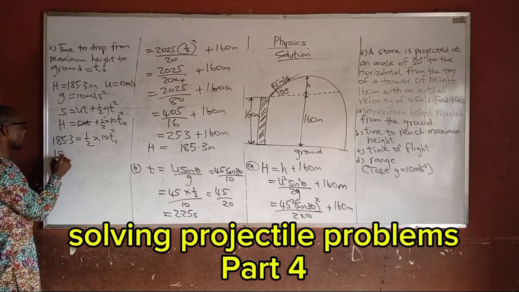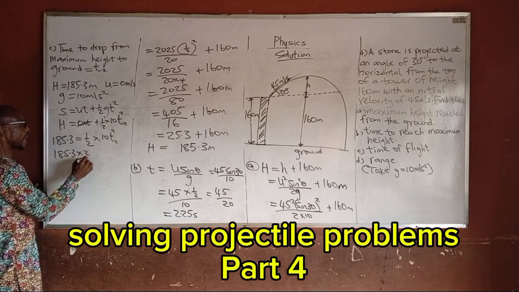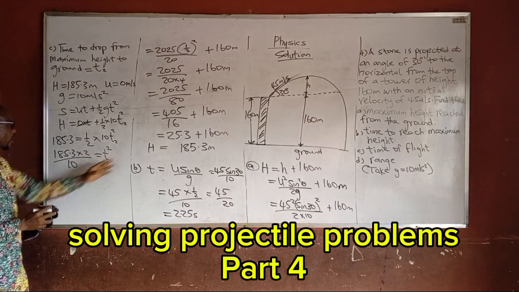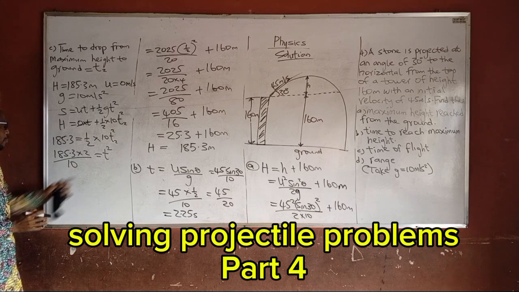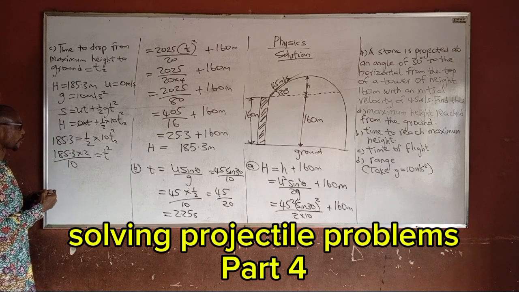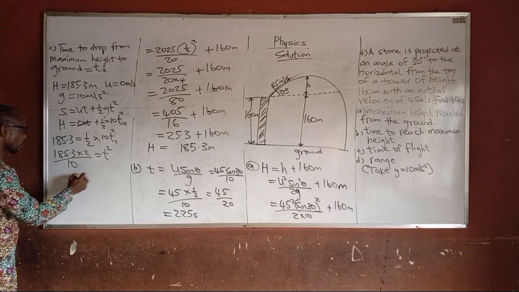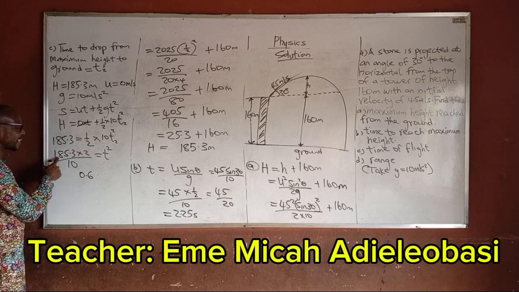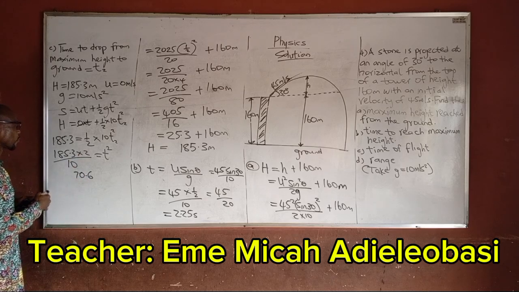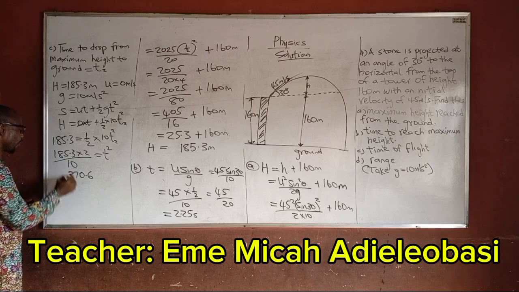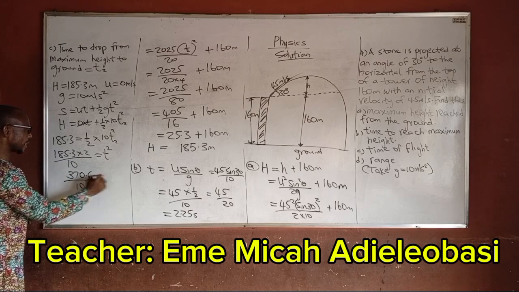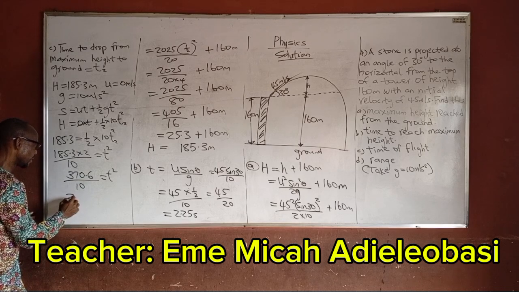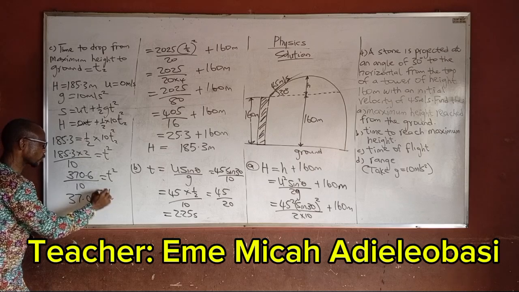And we now have 185.3 times 2 divided by 10 is equal to T squared. This gives us our value. So let's multiply this now. 2 times 3 gives us 6. 2 times 5, 10, 0 carry 1. 2 times 8, 16 plus 1, 17. 7 carry 1. 2 plus the 1, 3. All over 10 is equal to T squared. So this gives us 37.06 is equal to T squared.